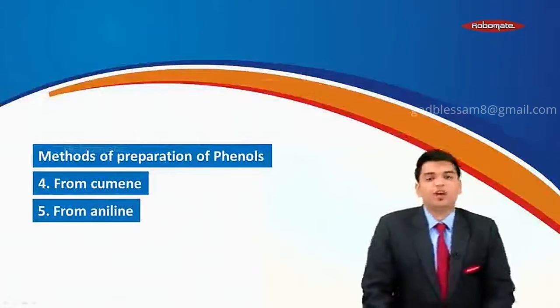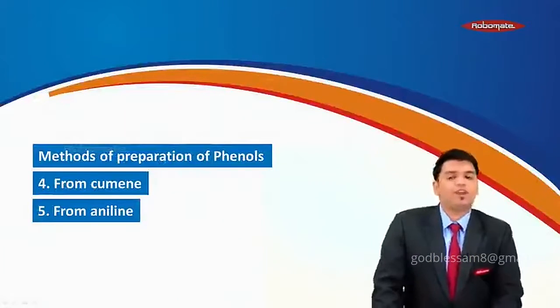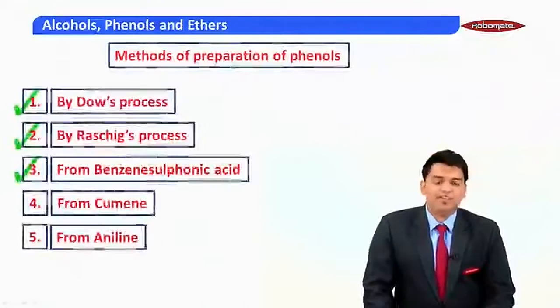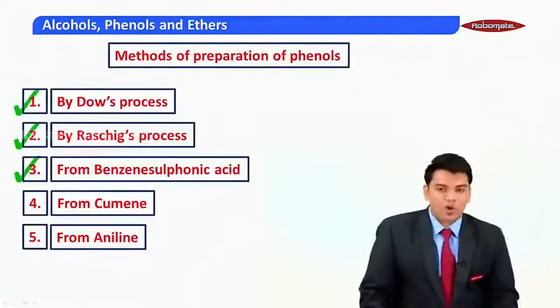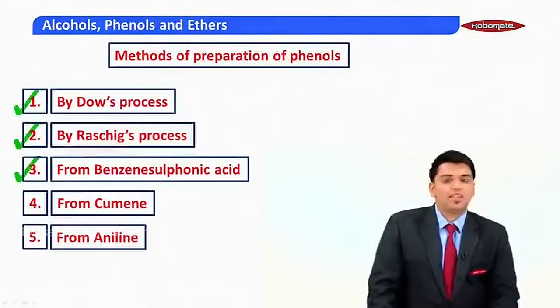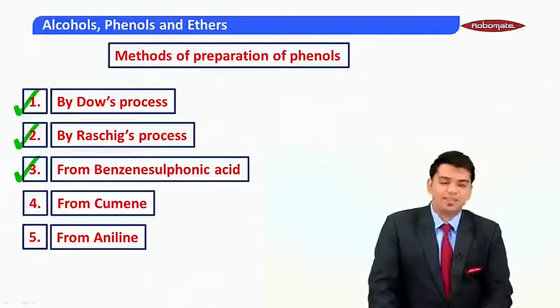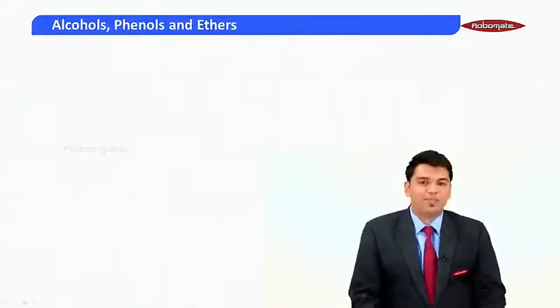Let us continue with our methods of preparation of phenols. The fourth method involves cumene and the fifth one involves aniline. We have already seen the first three methods of preparation of phenols, that is by Dow's process, by Raschig's process, and from benzene sulfonic acid. It is time to move on to the preparation of phenols from cumene.